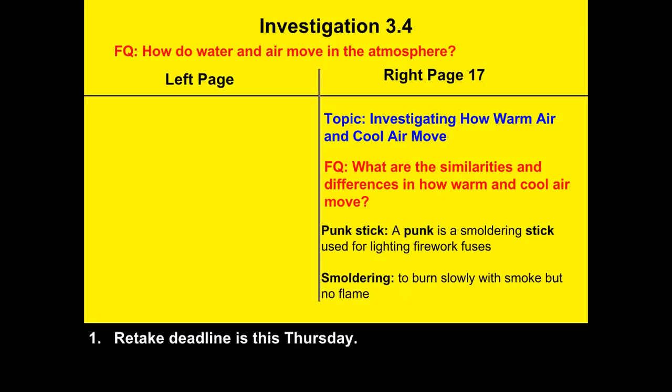A punk stick, we're going to be using that today. You may not know what that is. A punk is a smoldering stick used for lighting firework fuses. So it's not going to burn like with a flame. It's just going to create some smoke. And smoldering is to burn slowly with smoke but no flame.